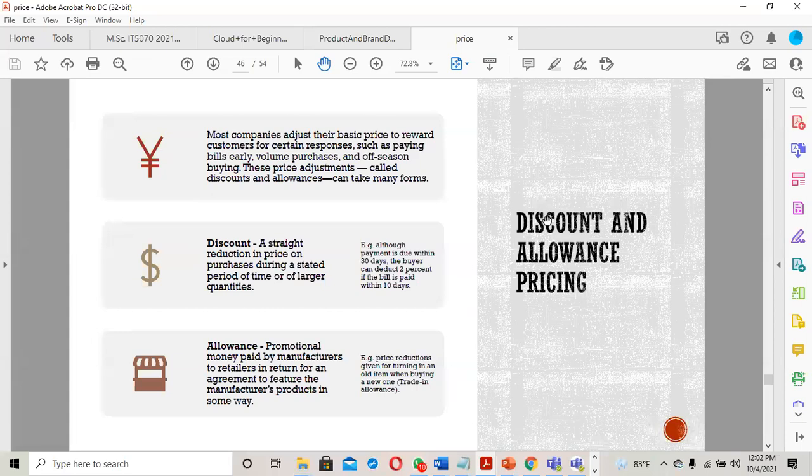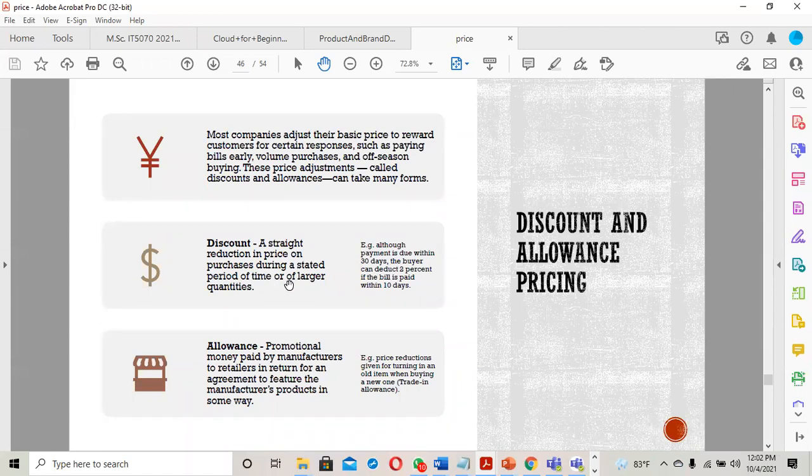for people who pay their bills on time, you can give them a small discount. For example, although payment is due within 30 days, the buyer can deduct 2% if the bill is paid within the first 10 days. So there is a bill for a particular service, and the customer is given 30 days to pay that bill. But if the customer pays it within the first 10 days, there is a 2% discount. So something that's a discount. Straight reduction in price on purchases during a stated period of time of larger quantity.